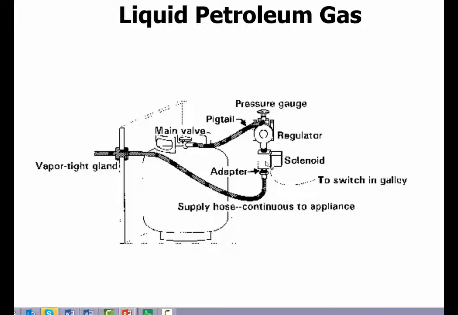From here we're going to a solenoid, which is just an isolation valve that has a switch in the galley, so that after we've finished using the cooker, then it can be isolated safely from the galley. All right, from here it goes to our cooker or various appliances in the galley or elsewhere. Okay, our liquid petroleum gas, when it's released as a gas, if we have leaks, it's a heavier than air gas, so it will sink.